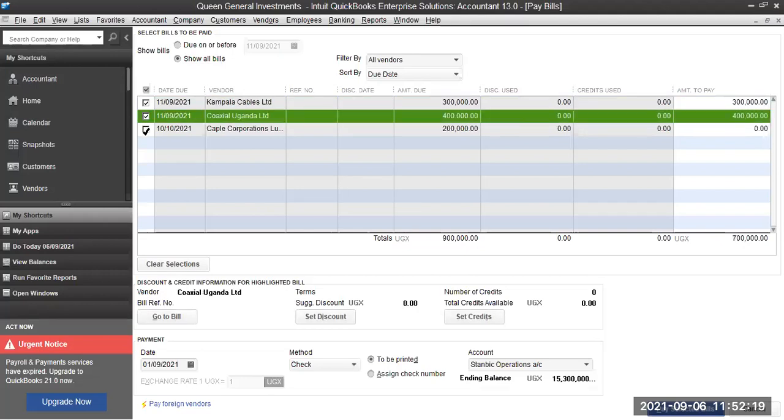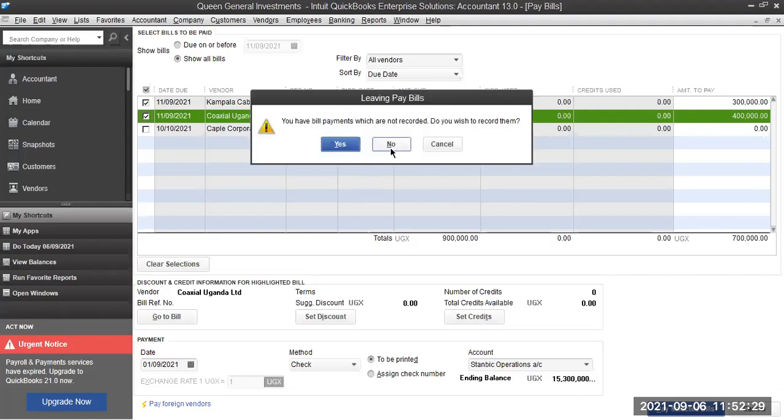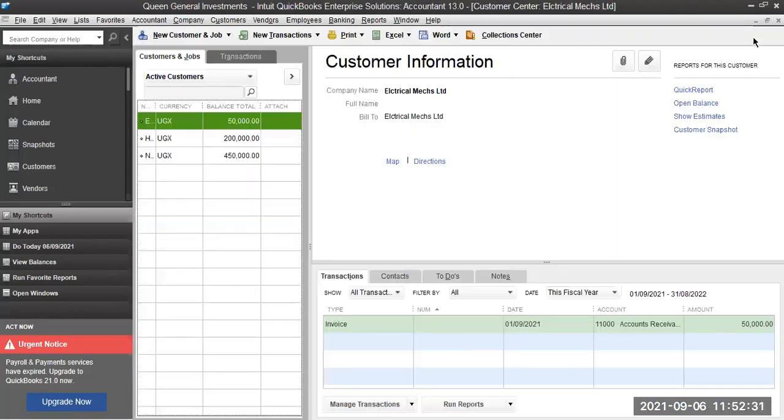Excuse me. Yes, please. You can go back from where? From the vendor. You can go back to vendors. Okay.